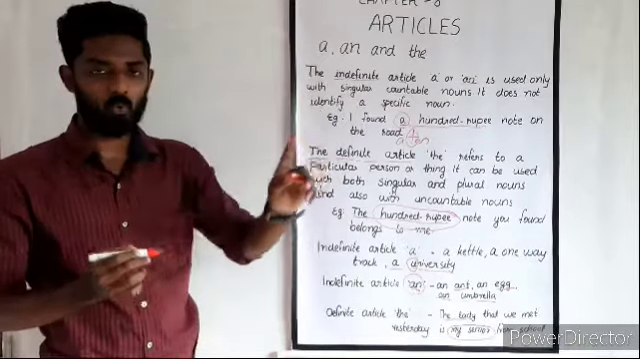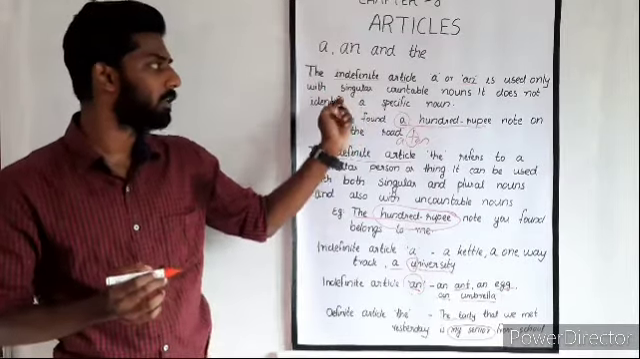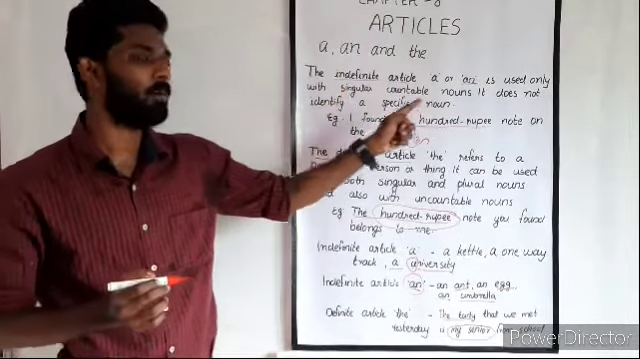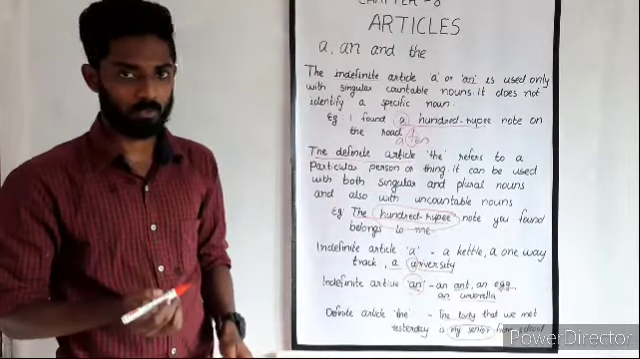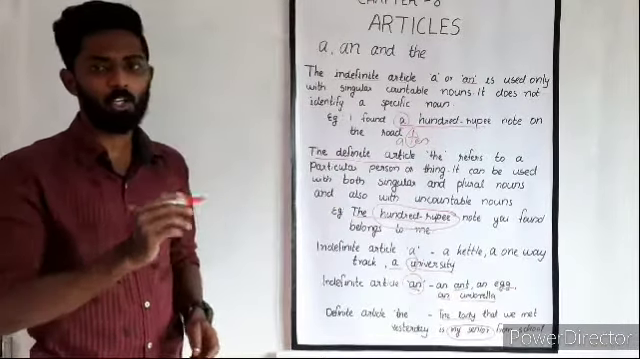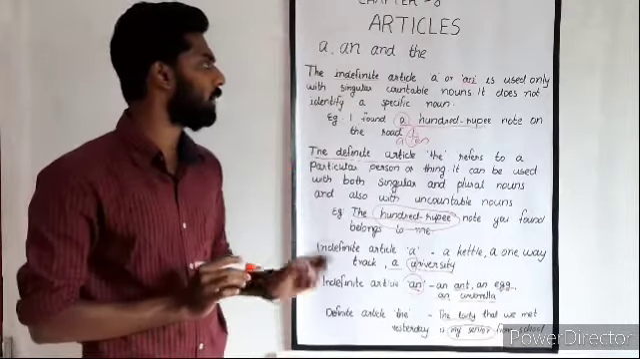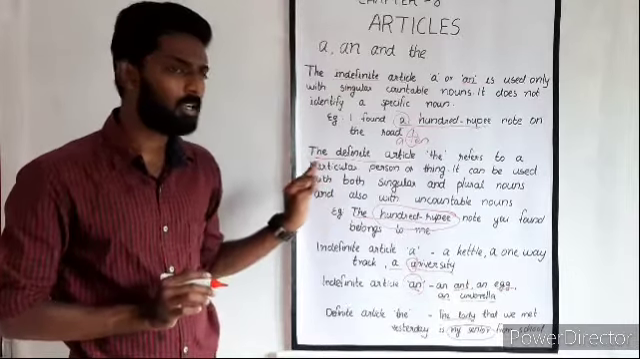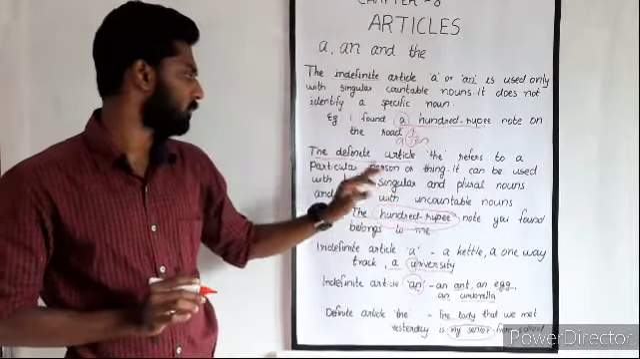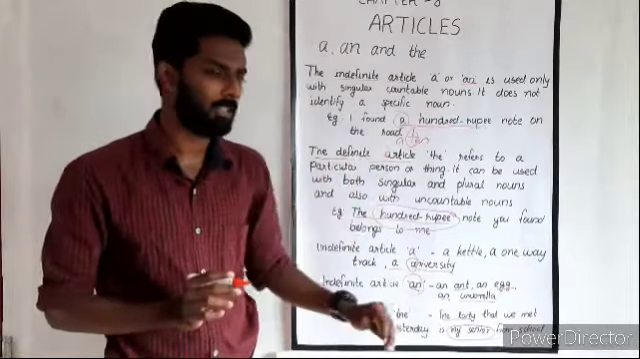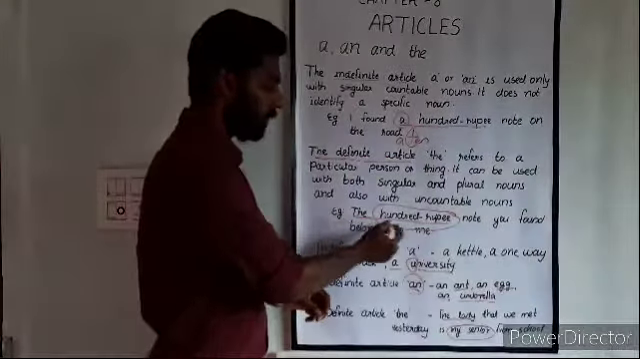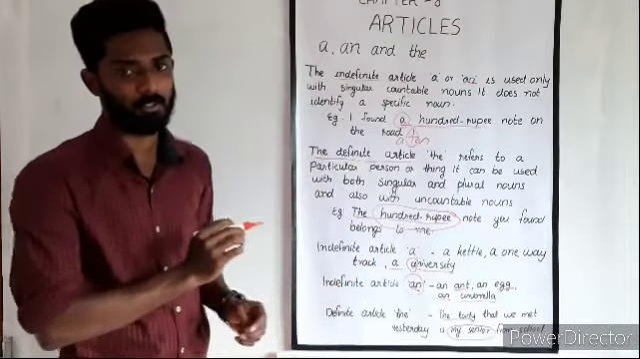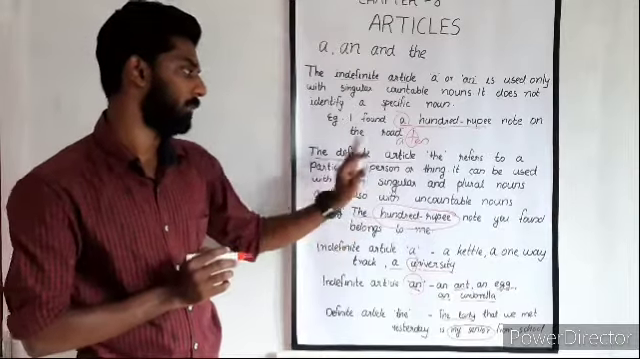And we saw what the indefinite article is. It is an article which is used only with singular countable nouns. Words like a or an, which are used with singular countable nouns, are indefinite articles. The second one is the definite article. It refers to a particular person or thing. We have seen the example of the 100 rupee note, which means the particular 100 rupee note is referred to. That's all about the definite article.